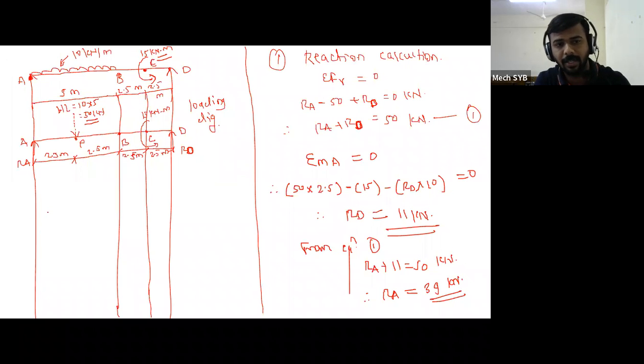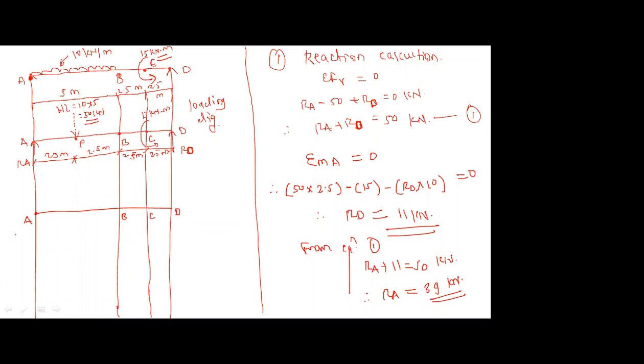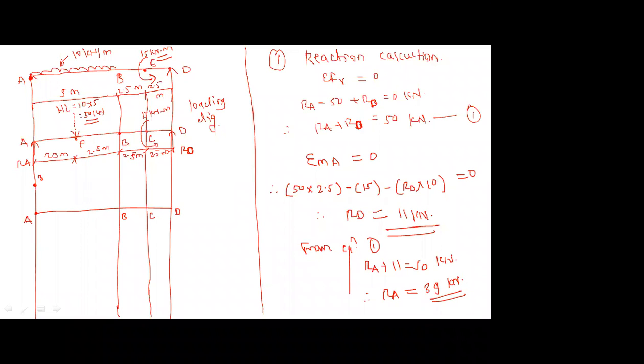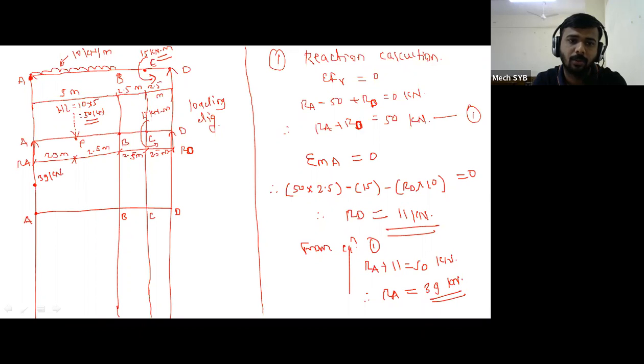Draw the horizontal line. So this is at point A, this is point B, this is point C, and this is point D. Tell me the value. Shear force at point A without load. 0. Shear force at point A with load. 39. It is 39 kilonewton. Okay, that means this is vertical line. Then shear force at point B directly.